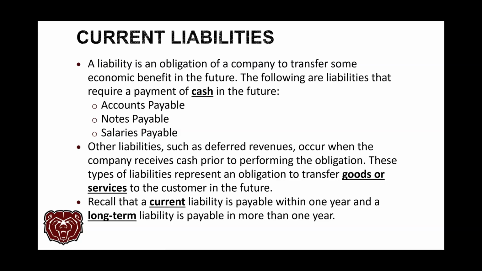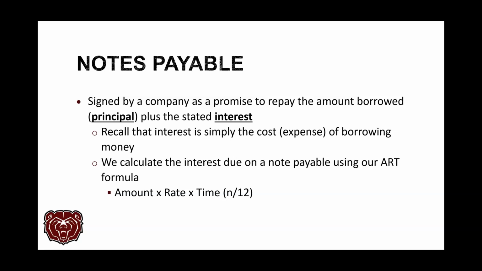And just recall that current liabilities are liabilities that we expect to pay within 1 year, and long-term liabilities are liabilities that we expect to pay in more than 1 year. So one of the first liabilities we'll talk about right now are notes payable. These are essentially loans you take out from the bank, right? You are generating your capital. You are financing your company through one single entity, a bank, typically, okay?